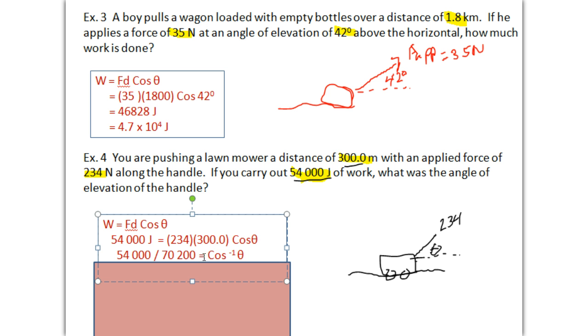And since we want to find the angle, we use the inverse cosine. So theta should work out to 40 degrees. And what you can do is take your 40 degrees, put it back in for theta, multiply all three numbers together, and you should come back with 54,000.